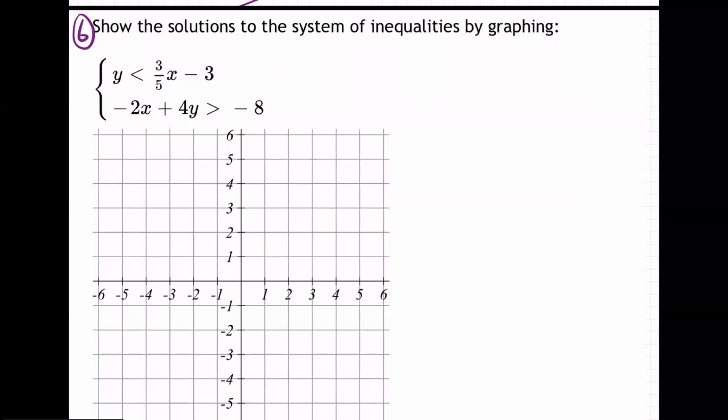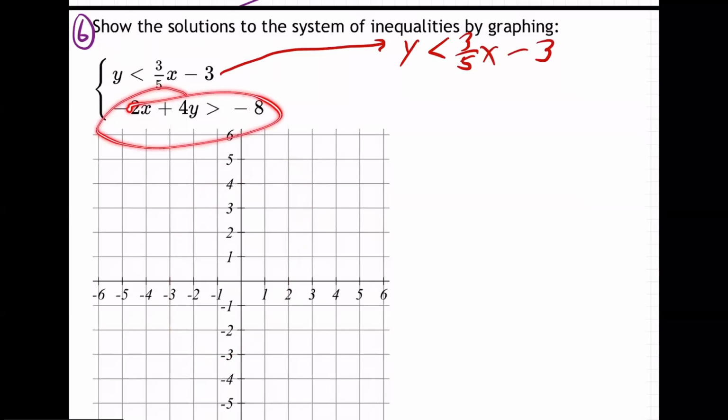Okay, so on this question, there's a couple of inequalities, and they want us to graph them both and put them both on the answer thing here. Okay, so I'm going to grab the first one. Y less than 3/5 x minus 3. Okay, so that one already has y alone.